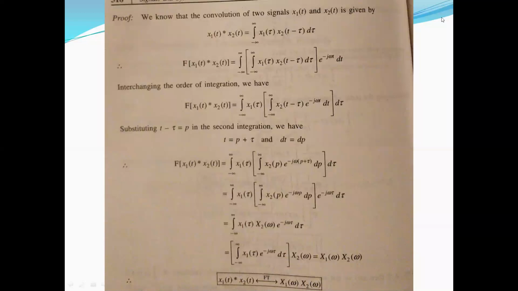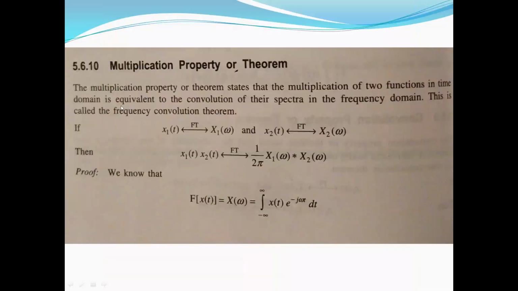Now moving to the next property. The property is called the multiplication property. In the multiplication property or theorem, it states that if there is a multiplication of two functions in the time domain, it is equivalent to the convolution of their spectra in the frequency domain. This is also called the frequency convolution theorem. The previous one was the time convolution theorem.